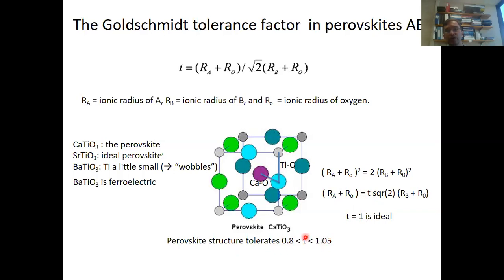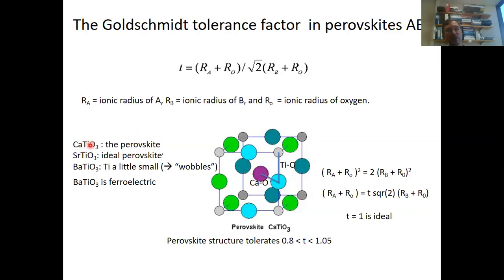Okay, so now for tolerance factor values smaller than 1, the titanium actually doesn't fit. It's a little smaller than the octahedral hole in which it is placed, so it can wobble around a little bit, but still the perovskite structure is stable. Okay, so the calcium titanate, which is called the perovskite, is actually not the ideal perovskite.